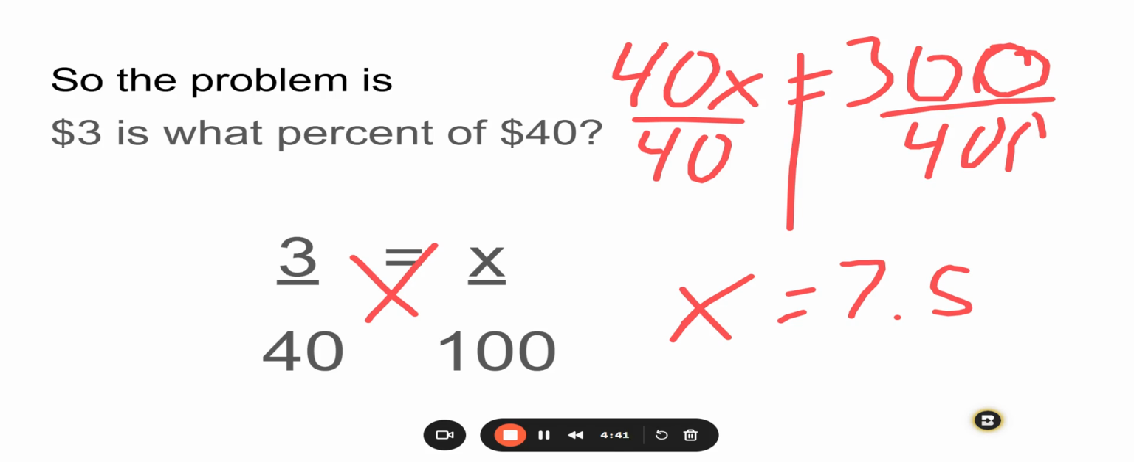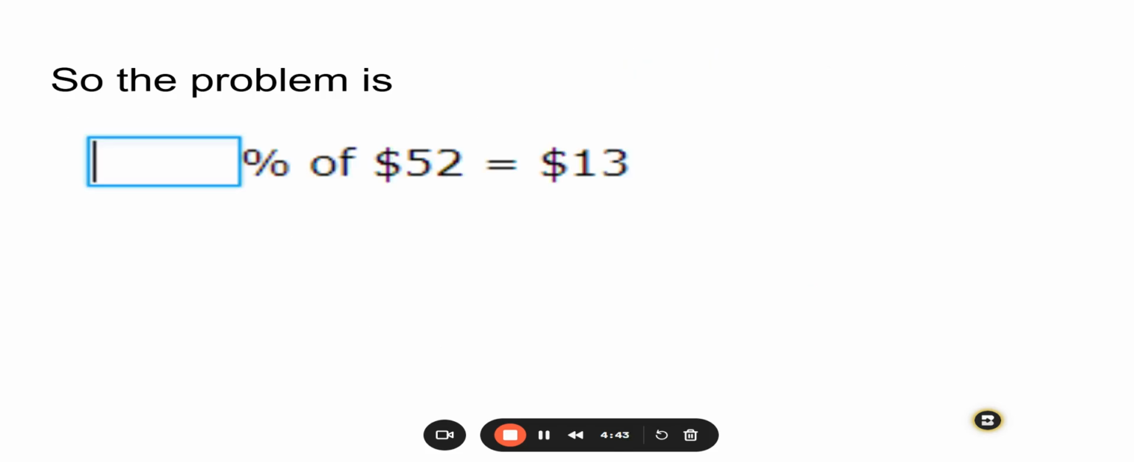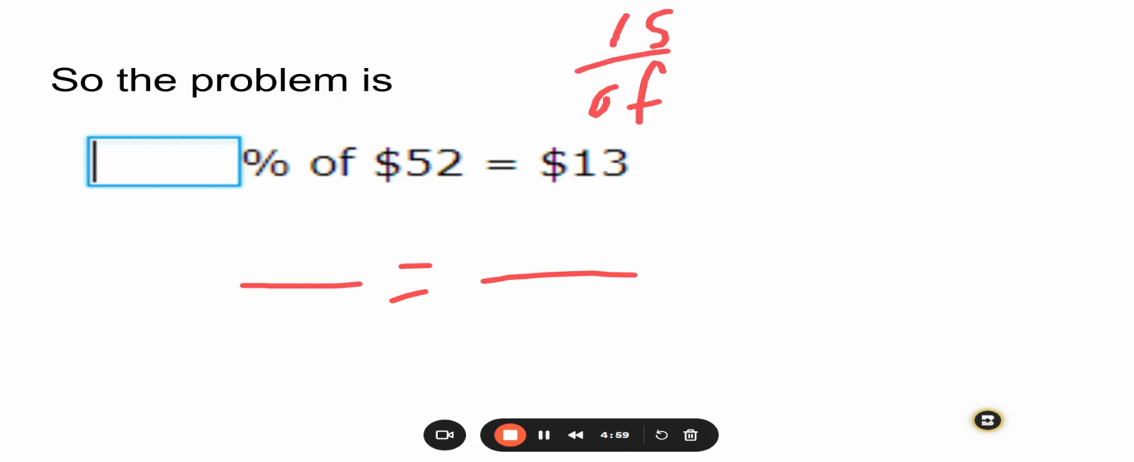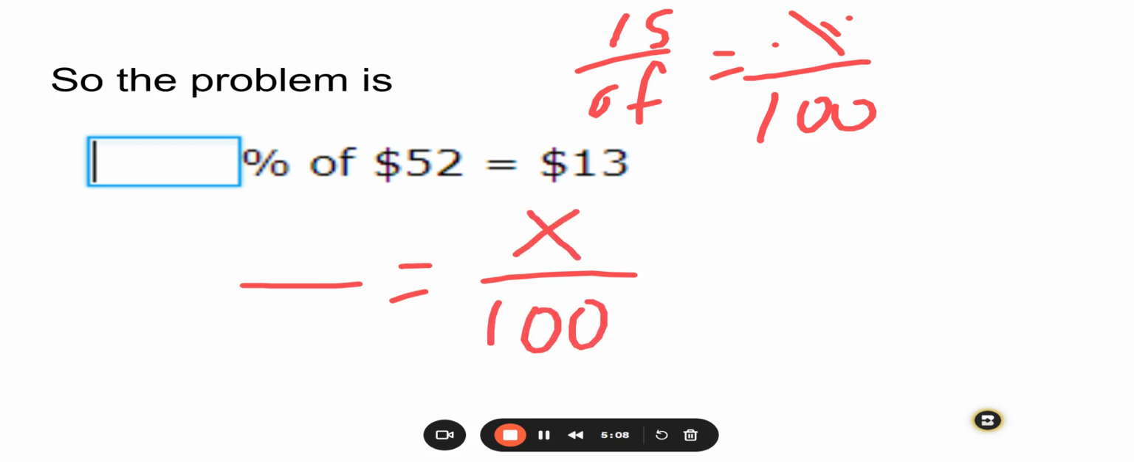All right. Let's go on to the next one. This is an exact screenshot of the problems that you guys are going to get on the iExcel. The percent part is blank. So that means I've got to set it up with the percent. Remember, it was is over of equals percent over 100. I'm going to put X up here where the percent is going to go. And then of 52 is going to go down here, equals 13.